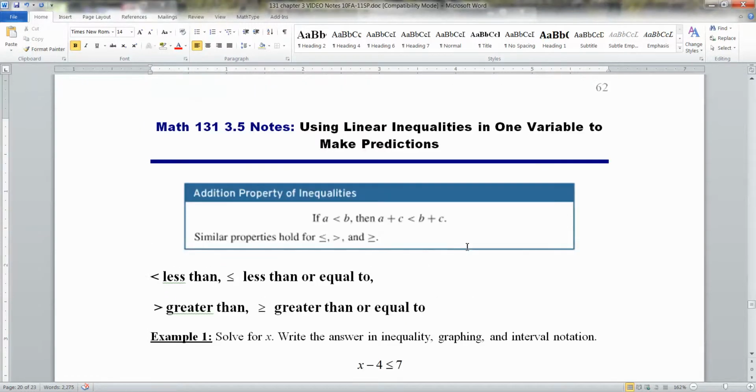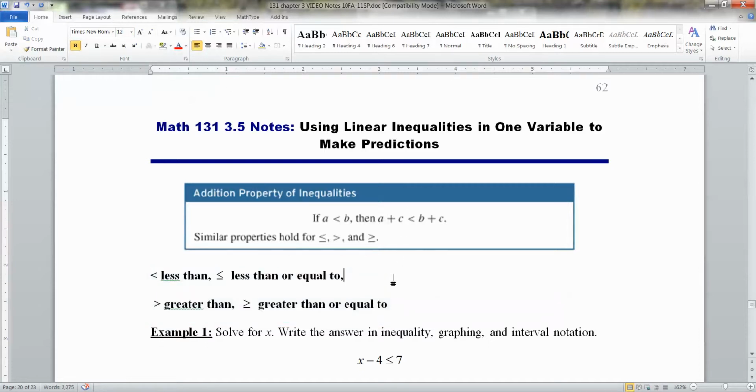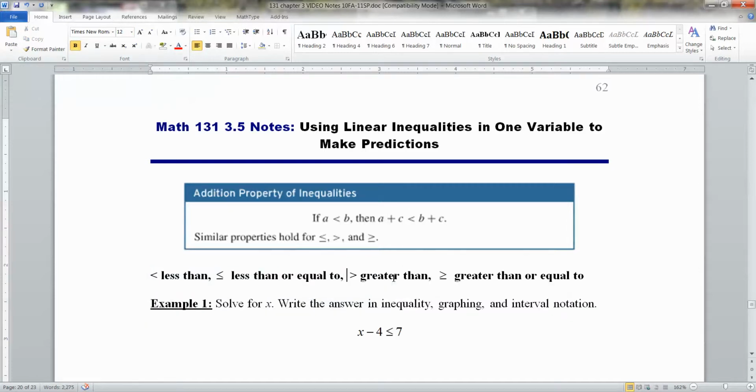All right, let's get into it. The last section of chapter 3. I know you're excited. I know. We are going to be talking about inequalities here, and then we're going to use those inequalities to make predictions.